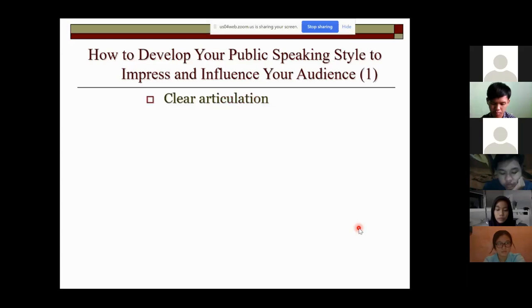Okay, the first one is clear articulation. Make sure that your articulation is correct. Articulation is when your mouth says something, say a word, say a letter, A, E, U, O, A, B, C, D, right? It should be clear. Don't say something that the audience will find complicated, too complex to understand.